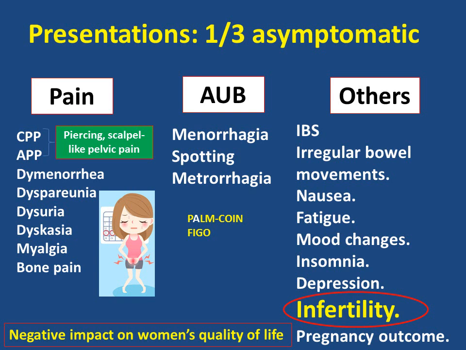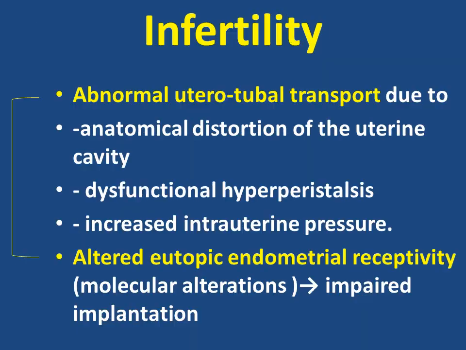And you may have a case with infertility and adenomyosis, or you may have a case with bad obstetric history due to preterm labor, due to abortions, due to preeclampsia, due to any bad obstetric abnormal outcome, also can be attributed to adenomyosis. Regarding infertility, how would adenomyosis be seen as a cause of infertility? This can be explained by abnormality of the uterotubal transport inside the uterus. So transport of sperms will be impaired due to increased intrauterine pressure, due to dysfunctional hyperperistalsis, due to anatomic distortion of the uterine cavity. So the process of fertilization will be affected due to abnormal ascent of the sperms and transportation to the ampullary part of the fallopian tube.